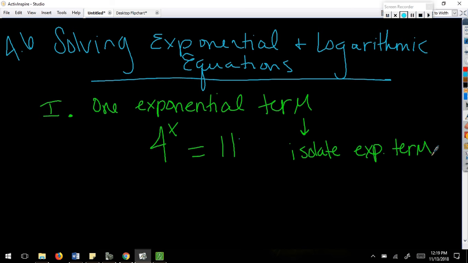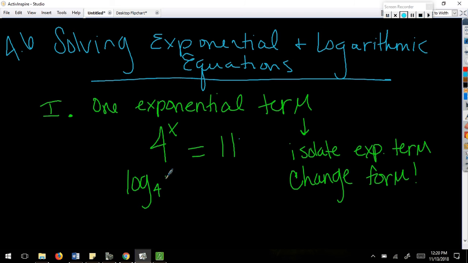Come on, y'all. What's the inverse of exponential? Logarithmic. We're using inverses to solve. So change the form. If you change the form, the answer will pop out at you. This is exponential form. What is it in logarithmic form? Log base 4 of 11 equals x. So now I need a value for log base 4 of 11.